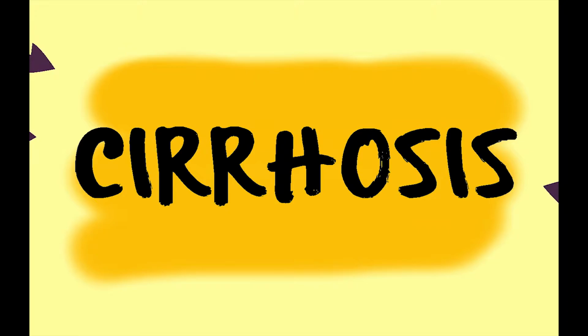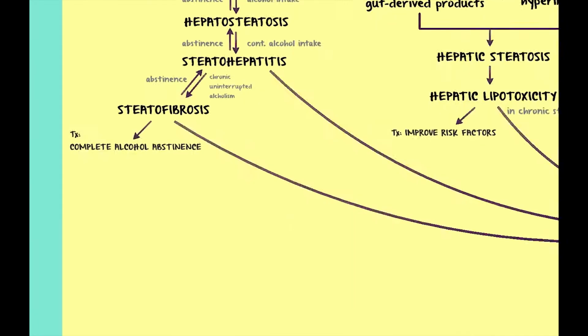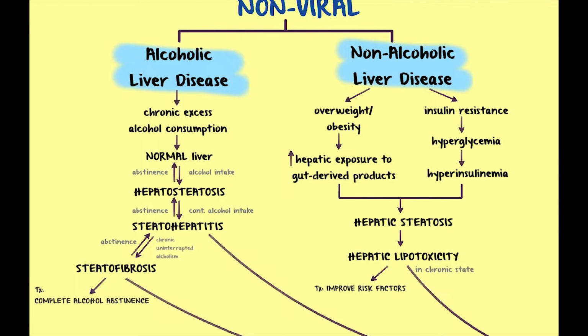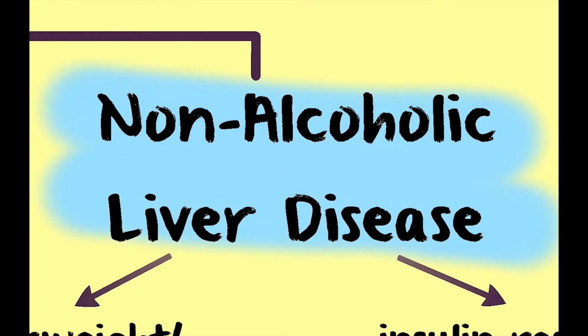Before a liver becomes irreversibly damaged, the best approach to managing alcoholic liver disease is complete alcohol abstinence. Another non-viral cause of hepatitis is non-alcoholic fatty liver disease. In a similar way to ALD, it progresses from a normal liver to hepatic steatosis.